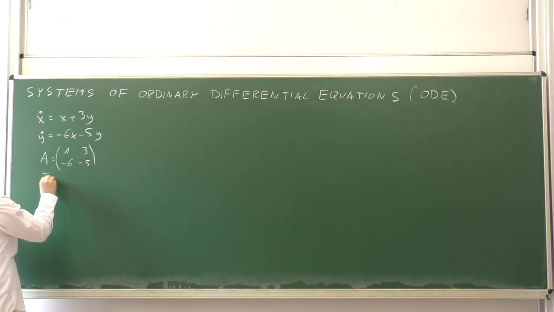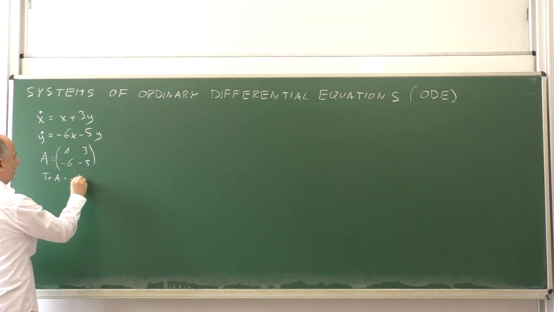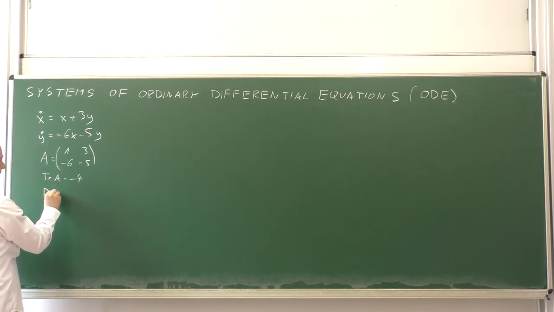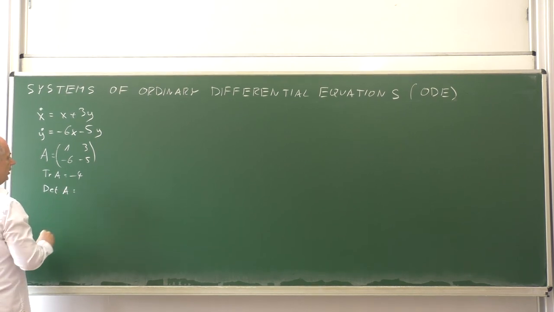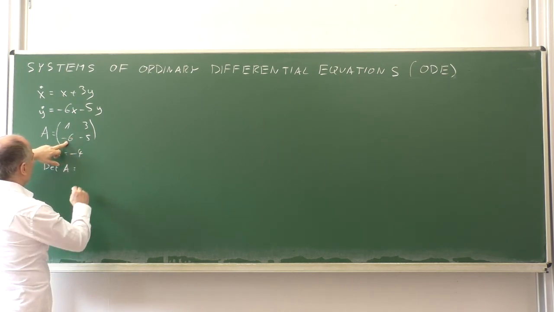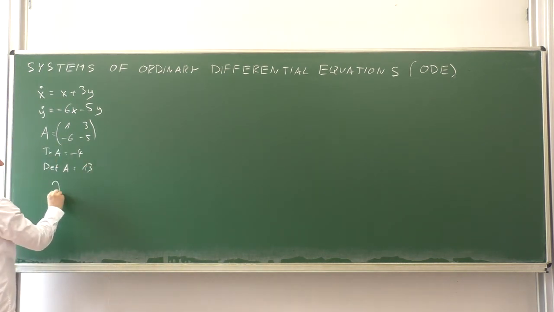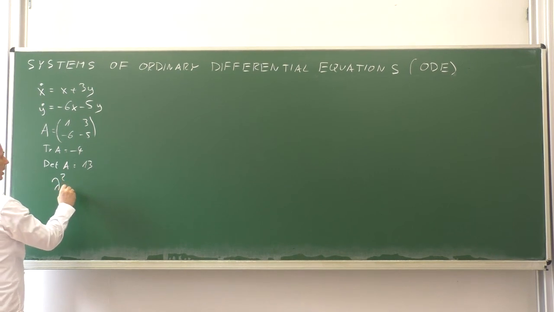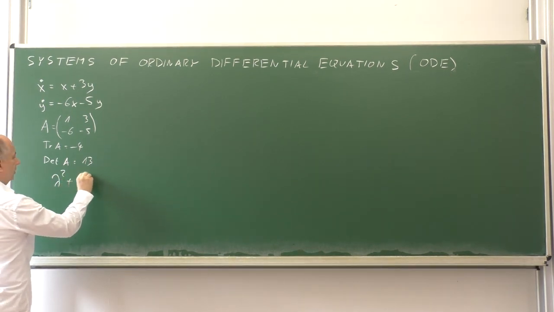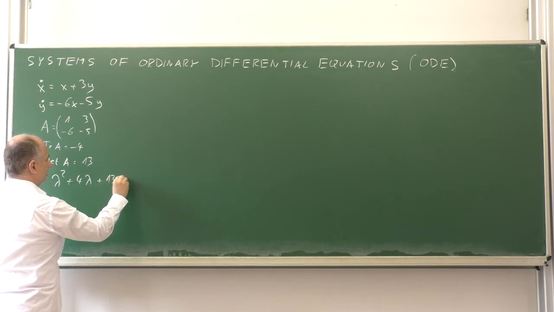We compute the trace of this matrix. 1 minus 5 is minus 4. And we compute the determinant of this matrix, which is minus 5 plus 18, which is 13. Then the characteristic equation is lambda squared plus 4 lambda plus 13 is 0.